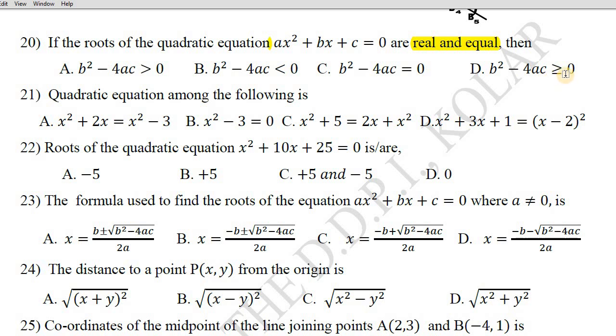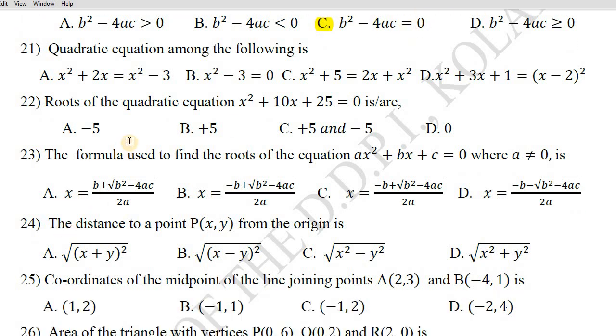So option D is obviously wrong. We don't have any such kind of categories in our discriminant things. They clearly said here real and equal. So real and equal means the discriminant should be equal to 0. Discriminant is nothing but b square minus 4ac equals 0. Hence option C is correct. Next, let us see another question, children.